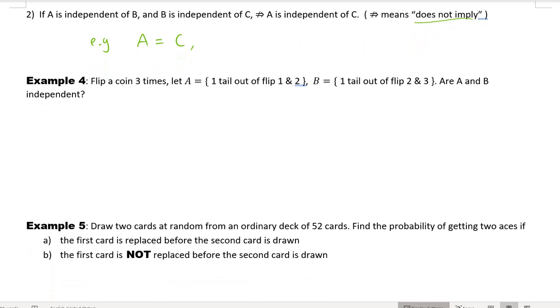Alright, let's continue. Example 4. Flip a coin 3 times. Let A be the event of getting 1 tail out of flips 1 and 2. Let B be the event of getting 1 tail out of flips 2 and 3. Are A and B independent?